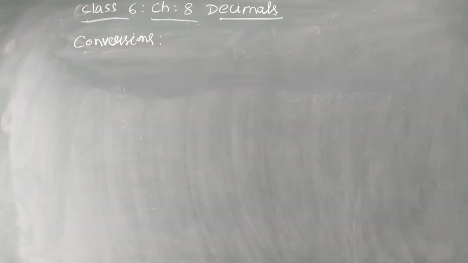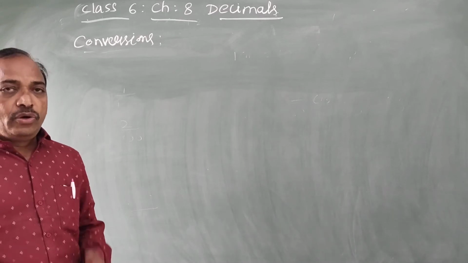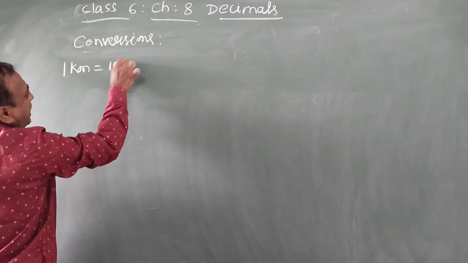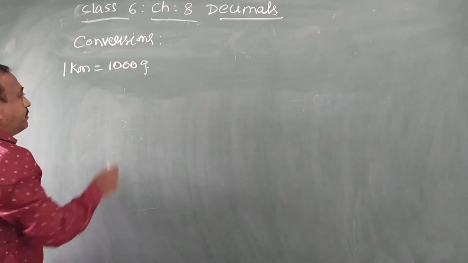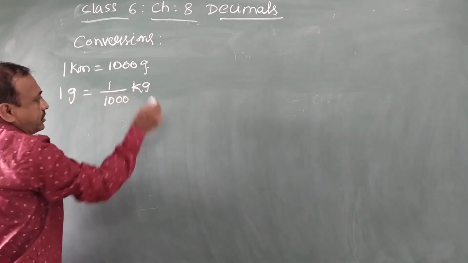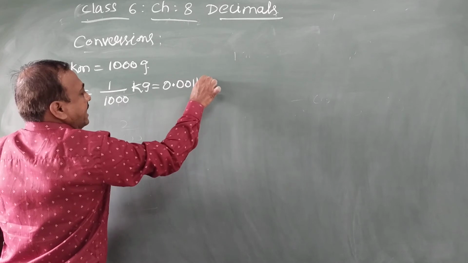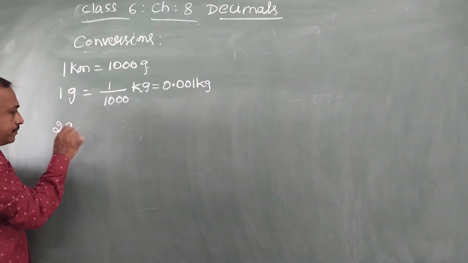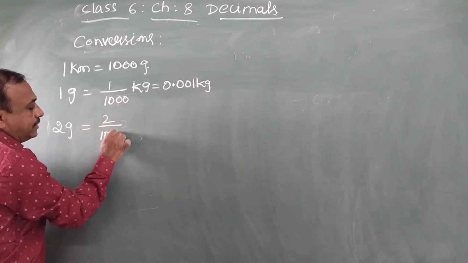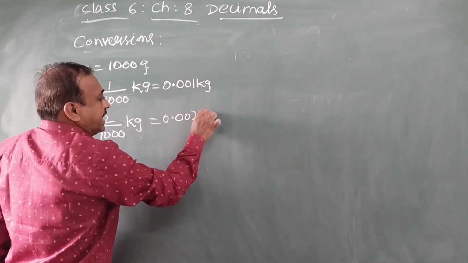Similarly, we can convert even kilometers and kilograms, and even rupees and paise. Look at this. 1 kg is equal to 1000 grams. Then 1 gram is equal to 1 by 1000 kg, which we write as 0.001 kg. Suppose you write 2 grams or 12 grams, okay, let us see 2 grams first. 2 by 1000 kg, which we write as 0.002 kg.